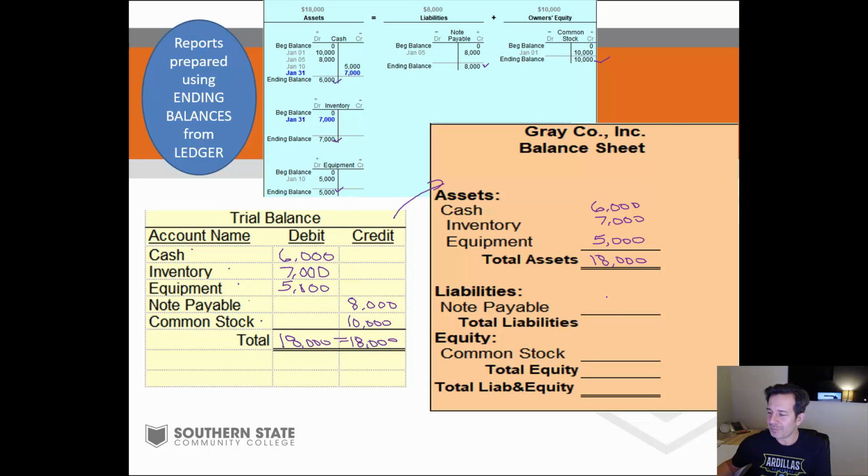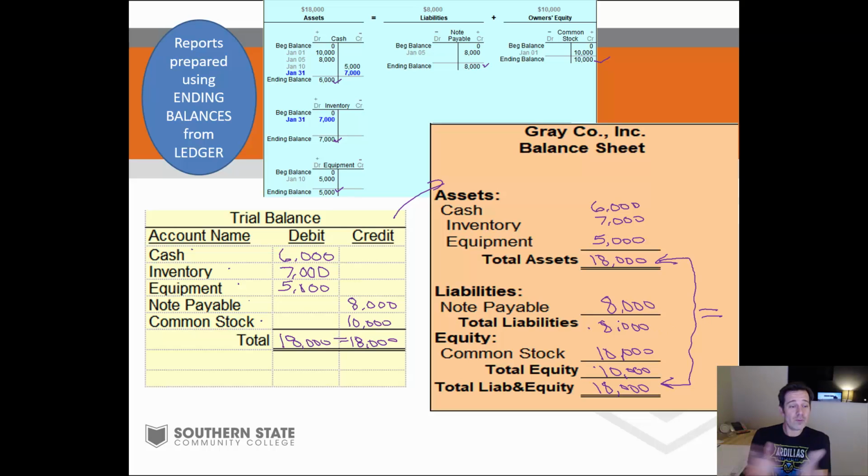Note payable, 8,000. Total liabilities, I can do the math on that. It's 8,000. Common stock. So total equity, 10,000. We're going to add together equity and liabilities, 10 and 8. 18,000. Balance sheet has to balance. Your assets have to equal liabilities and equity. And they do. So there we go.